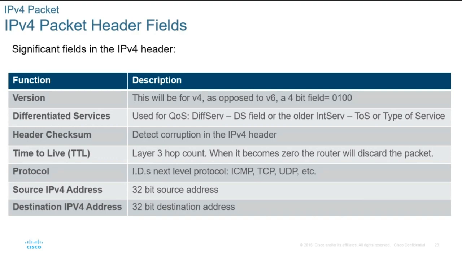And then we have the TTL or time to live. Ito naman ay used to limit the lifetime of the packet. Yan, layer 3 hop count. So, when it becomes 0, the router will discard the packet. Yung lifetime ng packet. Then, the protocol, meron mga ICMP, TCP, and UDP. And then, the source IPv4 address and the destination IPv4 address, yung 32-bit source and destination address.